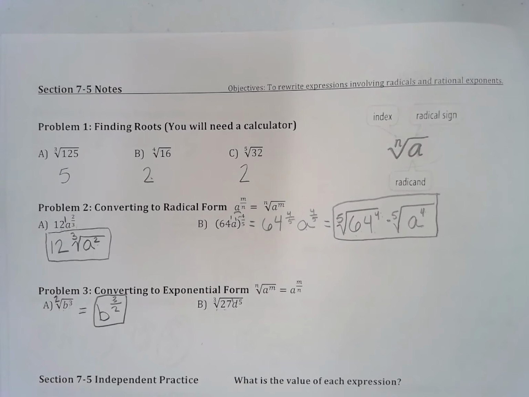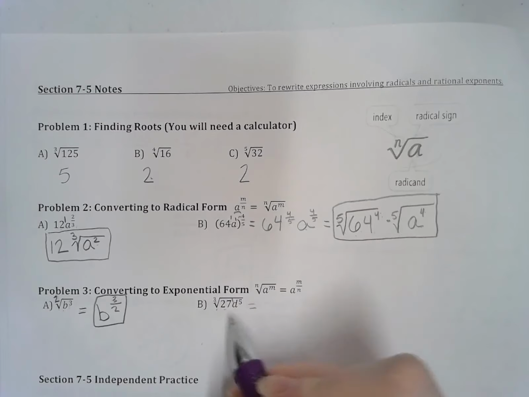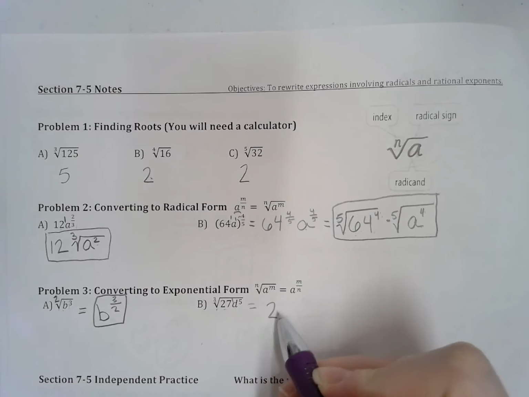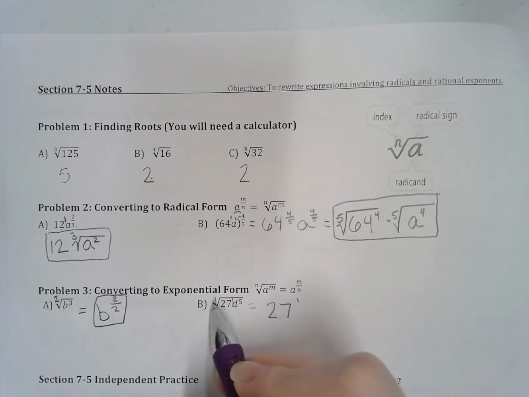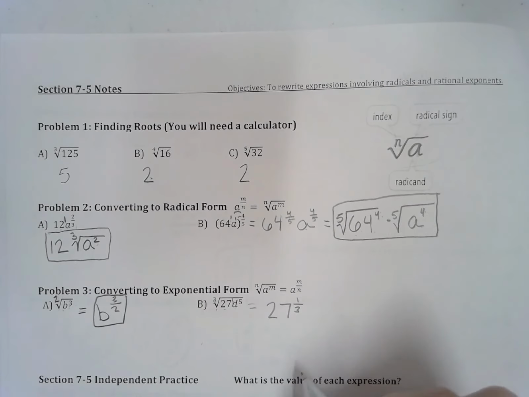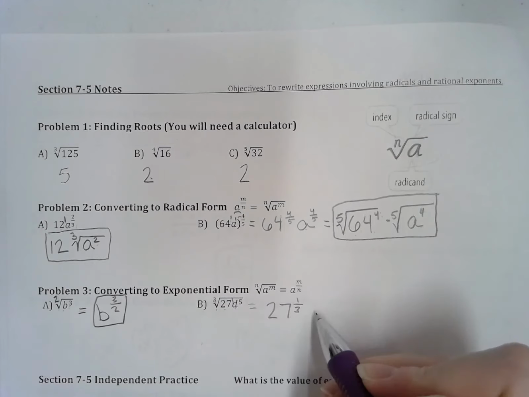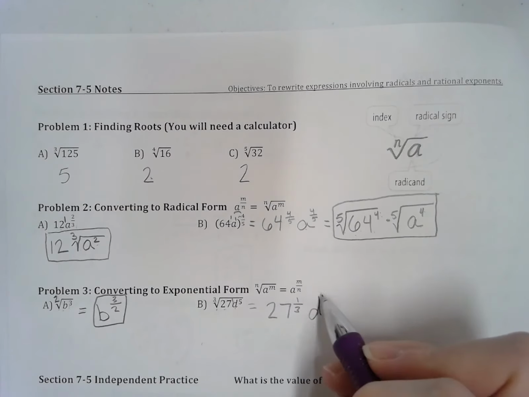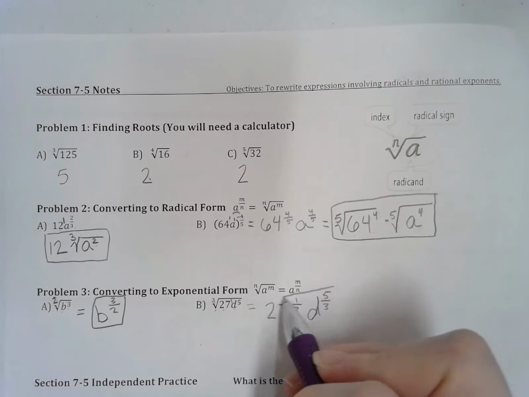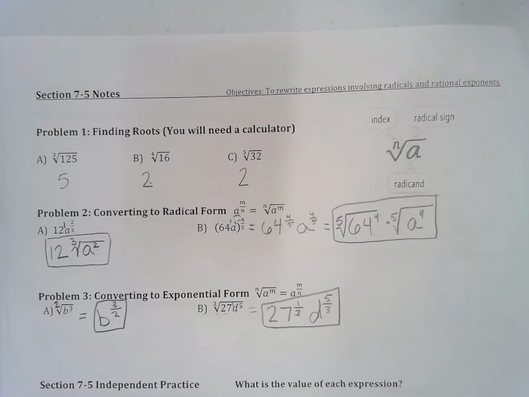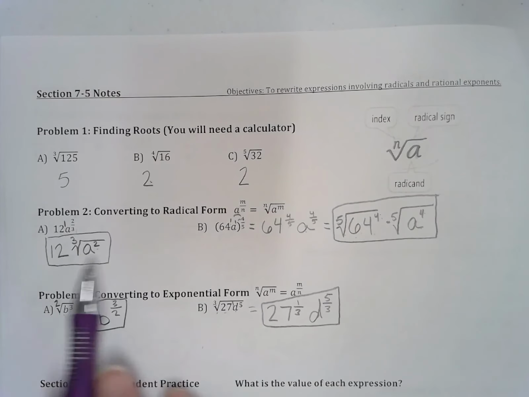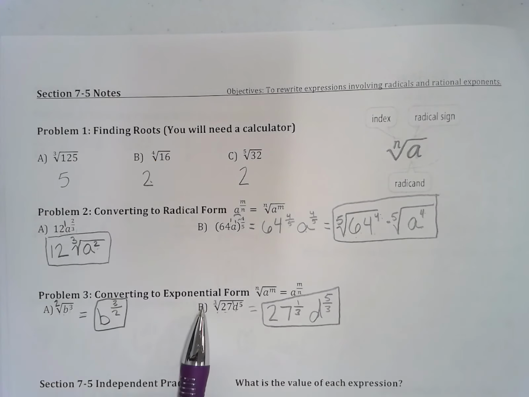That's your final answer. This next one, you're going to have two parts. The first base is going to be 27 to the 1/3 power, since 1 is on the inside and 3 is on the outside. And then d is my next base. 5 is on the inside and 3 is on the outside, so d to the 5/3. That is your final answer. If you have any questions on how we did any of these converting from radical form or from exponential form, please do not hesitate to ask.